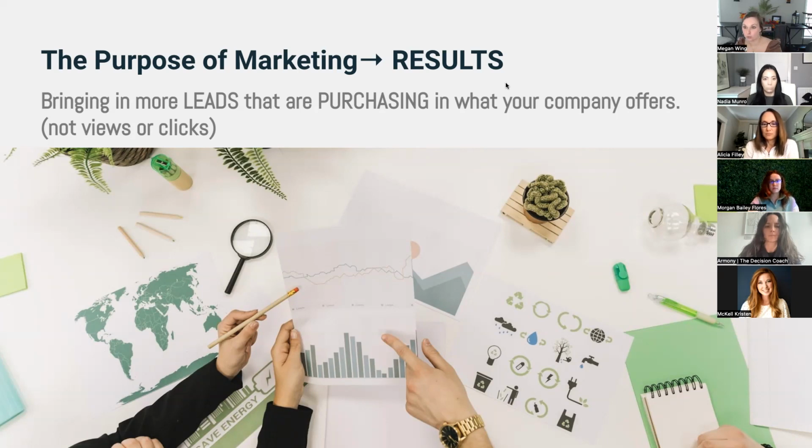I'm not getting as many views. The algorithm changes constantly. And those are what we call vanity metrics, because it feels really great to get a lot of views and a lot of clicks and a lot of follows. But we want to focus on results, which are actually getting people to buy from you.